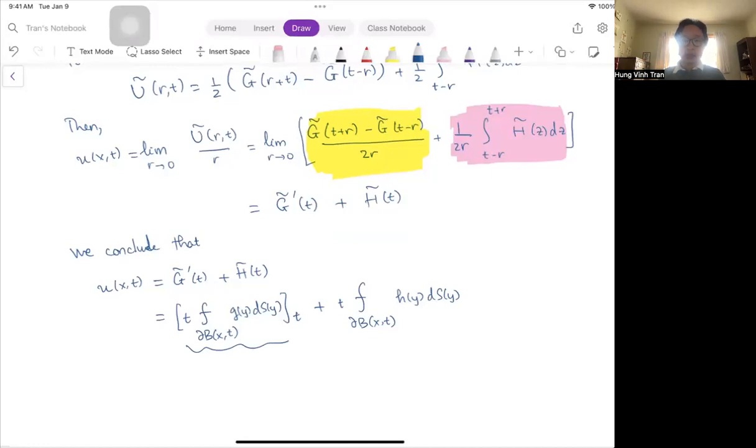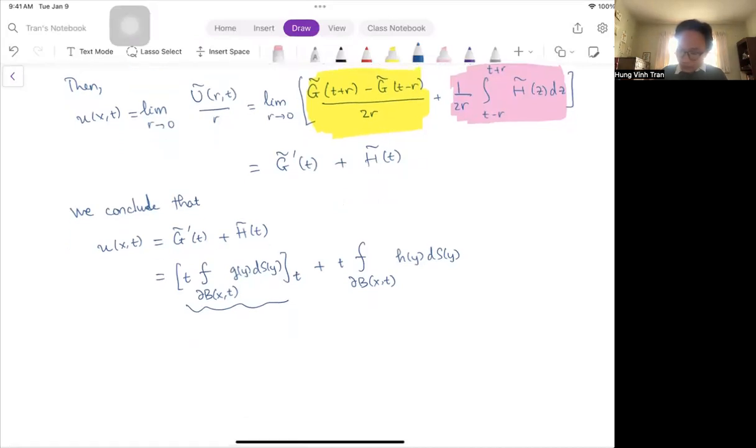We can do it exactly like what we did earlier: we change the variable to make the sphere of radius t into the sphere of radius 1 and differentiate. Everything is quite straightforward, so let me just state the theorem for you. Theorem 1 for today: the wave equation in R3, that is when n equals 3, and this is the Kirchhoff formula.